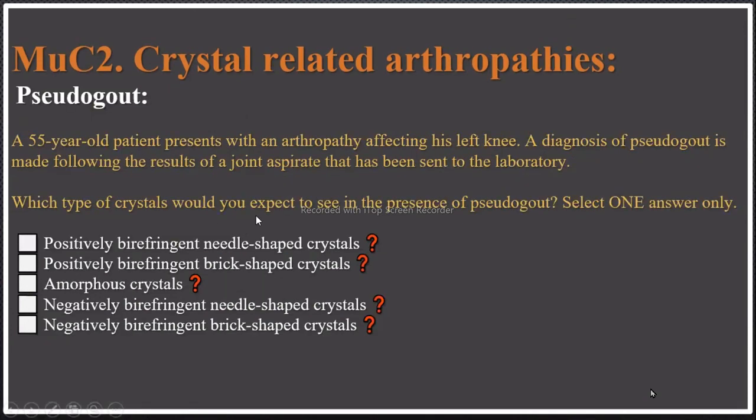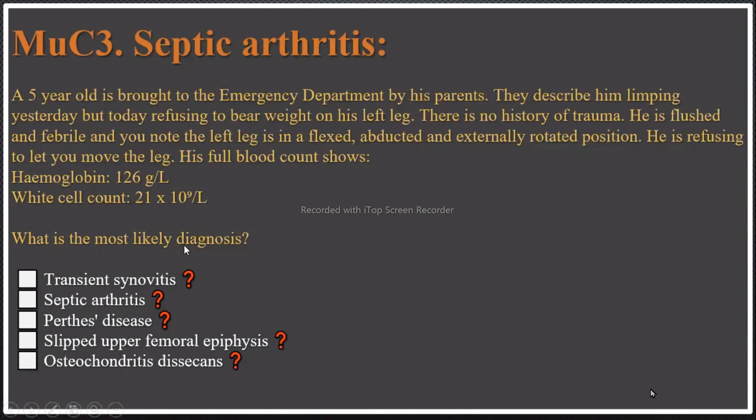Crystal, what do you expect to see in the presence of pseudogout? Positive birefringence, rhomboid shape. Most likely diagnosis? Septic arthritis.